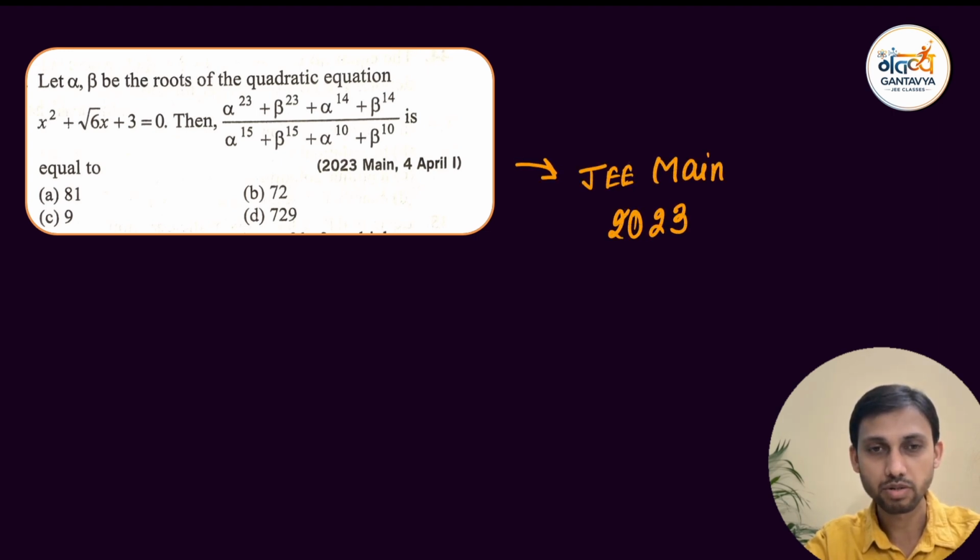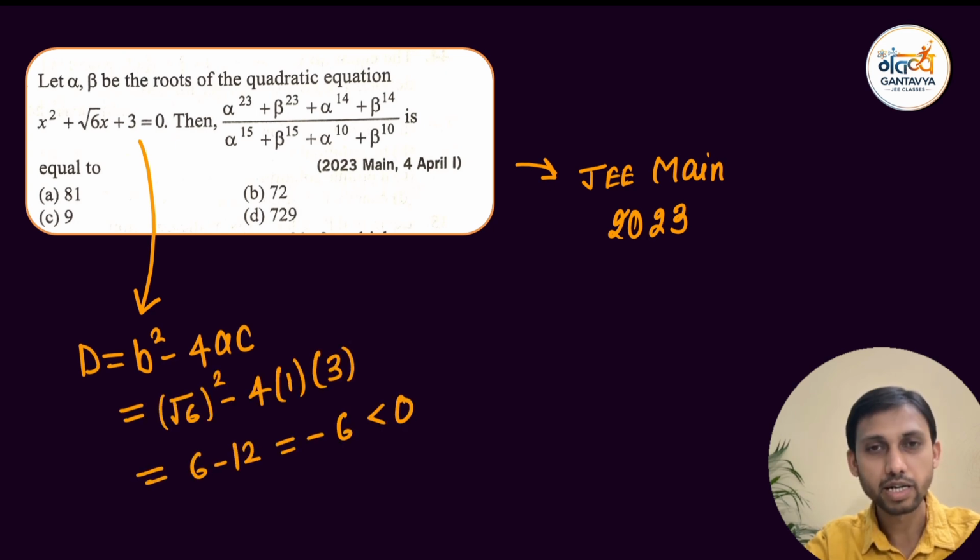Definitely the question is based on quadratic equation, and we will not evaluate the value of the required expression by directly putting the values of alpha and beta, because alpha and beta will either be irrational or imaginary. They will not be simple straightforward integral values. So let us first check the discriminant of the equation. Discriminant is b square minus 4ac, so it's going to be negative. So the roots are imaginary.